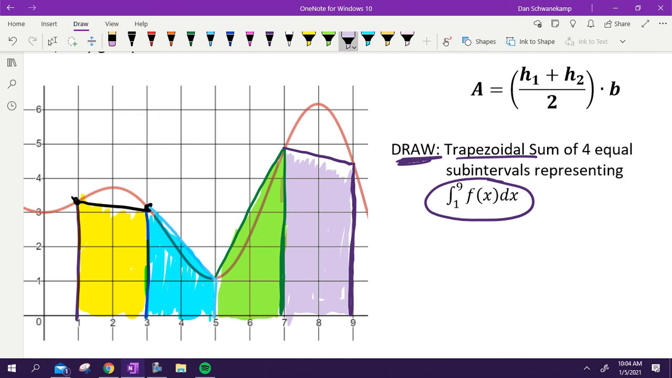Talk with your neighbor. Is this an over approximation or an under approximation? Thumbs up if you think it's an over approximation. Thumbs down if you think it's under. I agree. It's under. You got a whole lot of space right here and right here. While these two are over, it's not by a whole lot. Kind of make sense? All right.